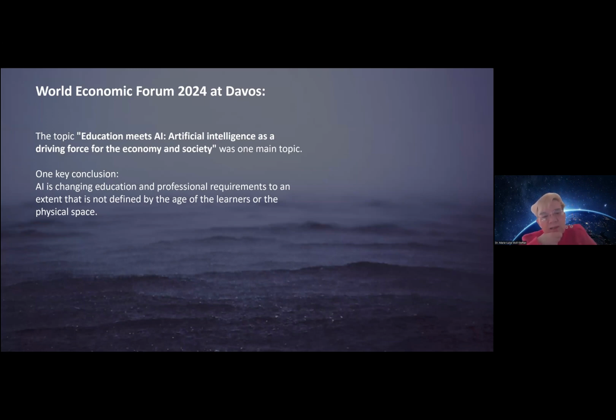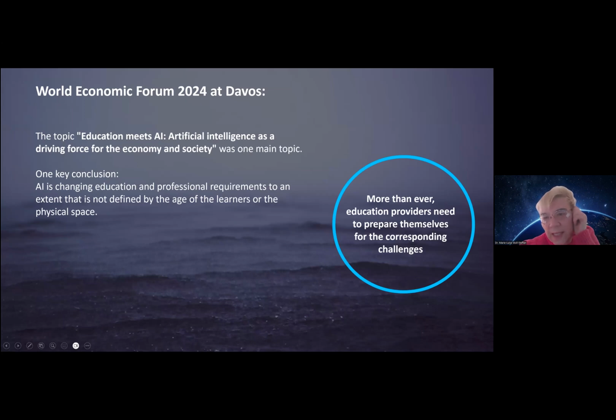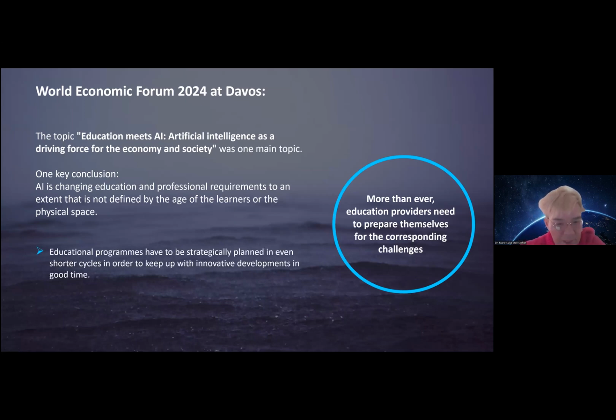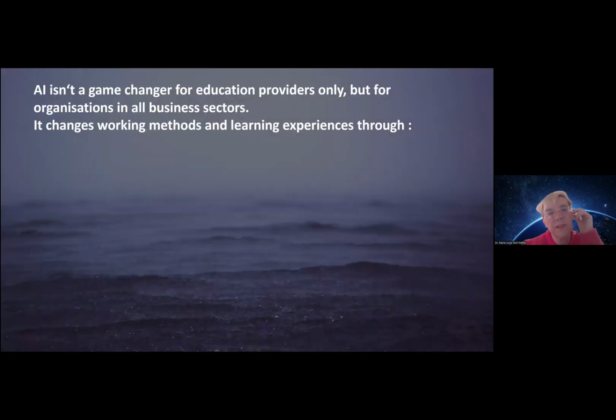And one of the conclusions had been AI is changing education and professional requirements to an extent that is not defined by the age of the learners and the physical space. Let's see whether that's true. So more than ever, the education providers need to prepare themselves for the corresponding challenges. Educational programs have to be strategically planned in even shorter cycles in order to keep up with innovative developments. So AI isn't a game changer for education providers only, but for all organizations.